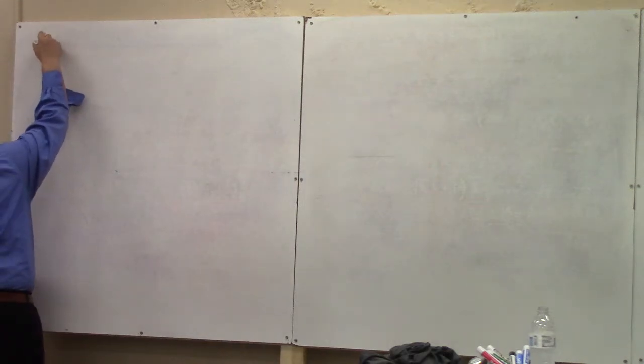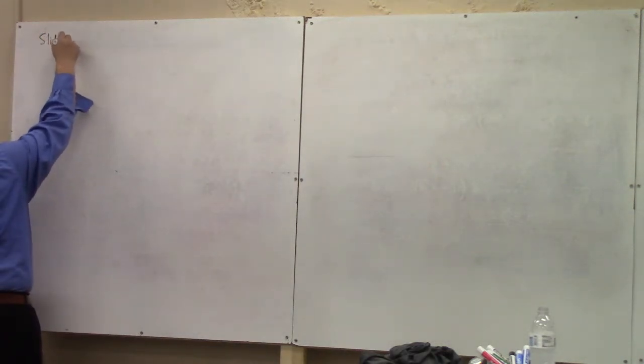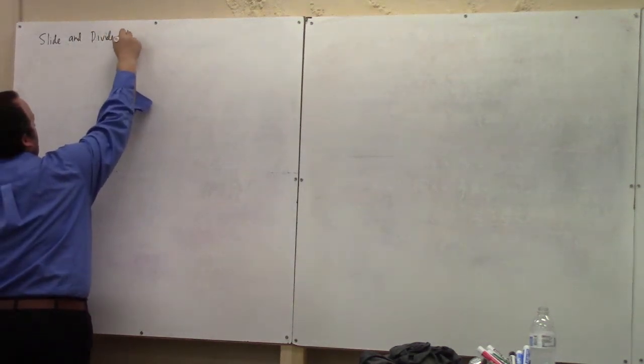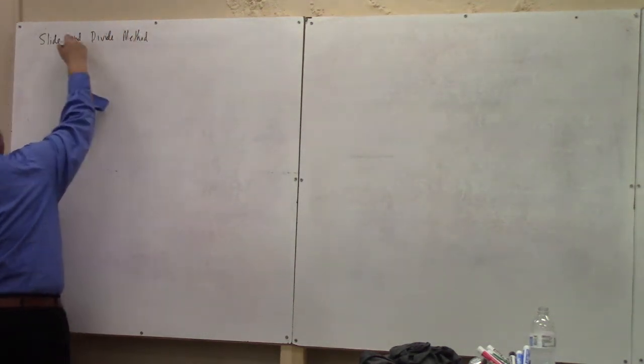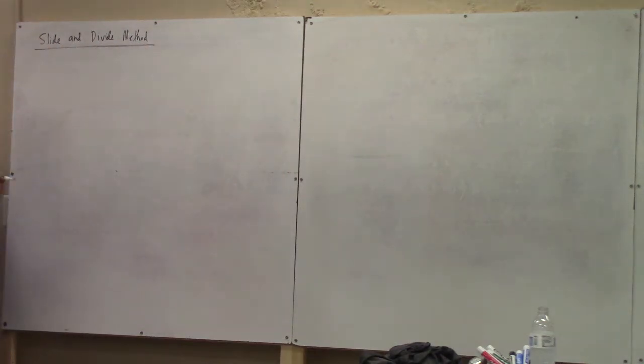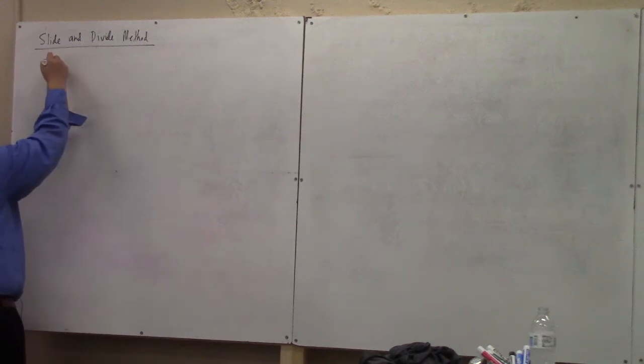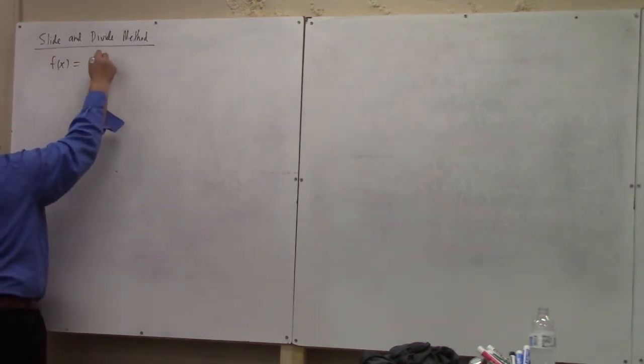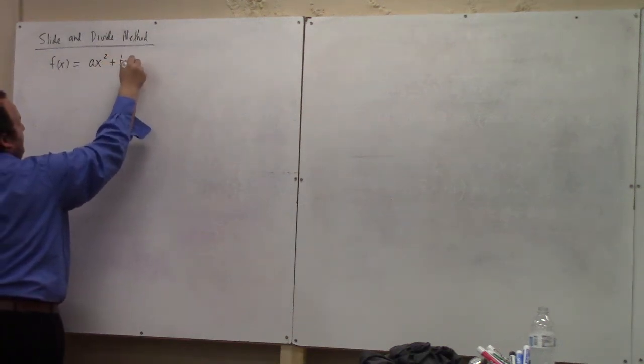So, slide and divide. What I'm going to do is derive it. I'm going to show you why it's true. So we're going to start with f of x equal to something like ax squared plus bx plus c.